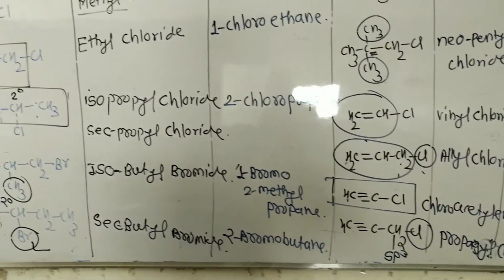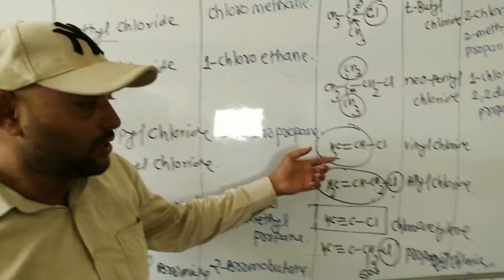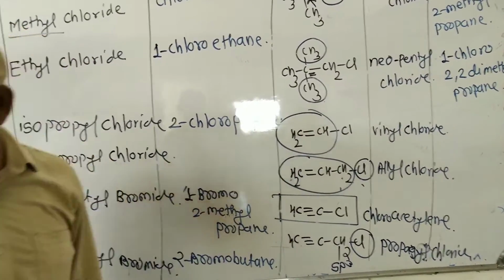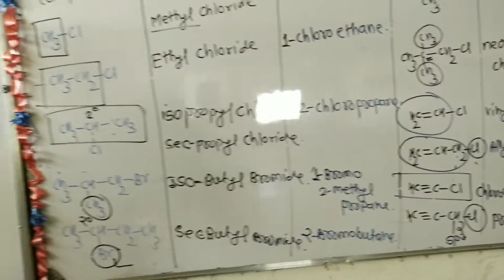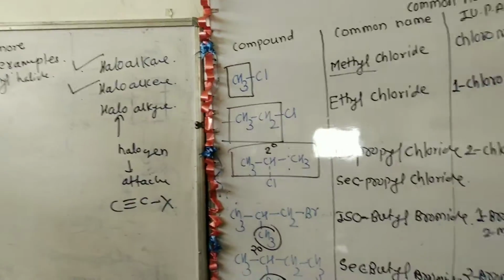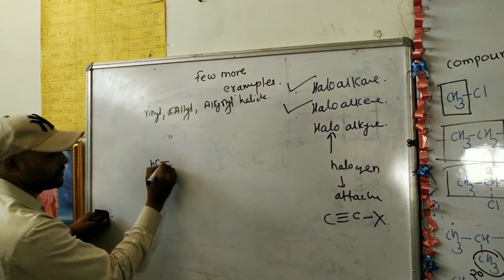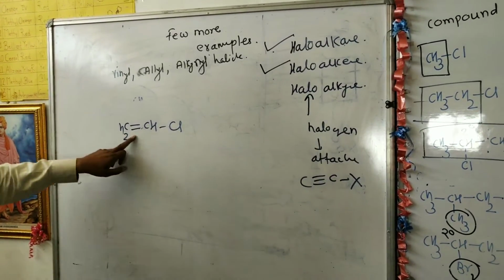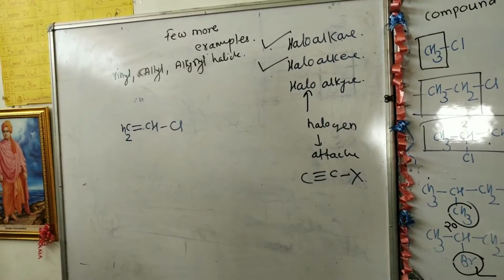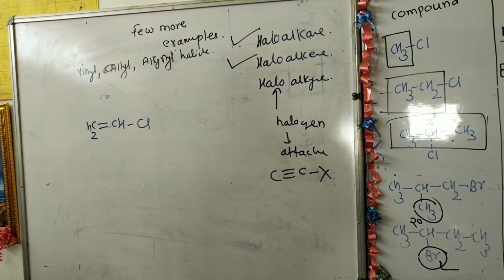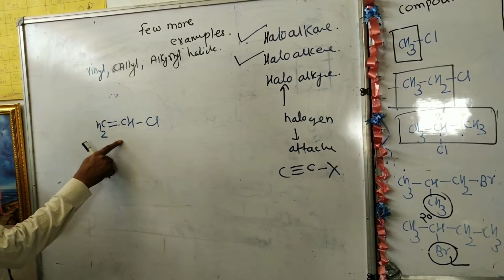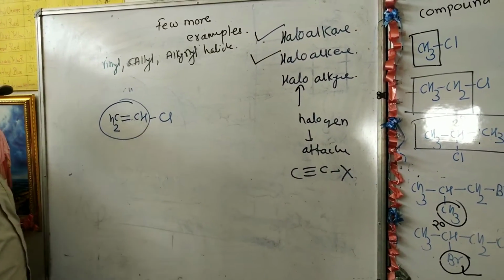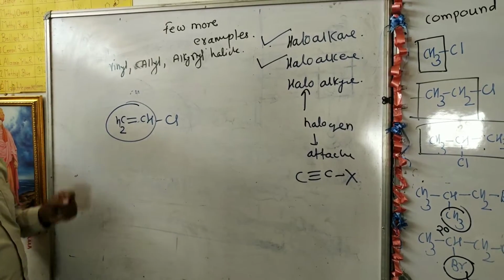Now look at the next important class of monohalogen derivatives, haloalkenes. Take the first example: CH2 double bond CHCl. In this example, the common name is vinyl chloride. So how to name it in IUPAC?